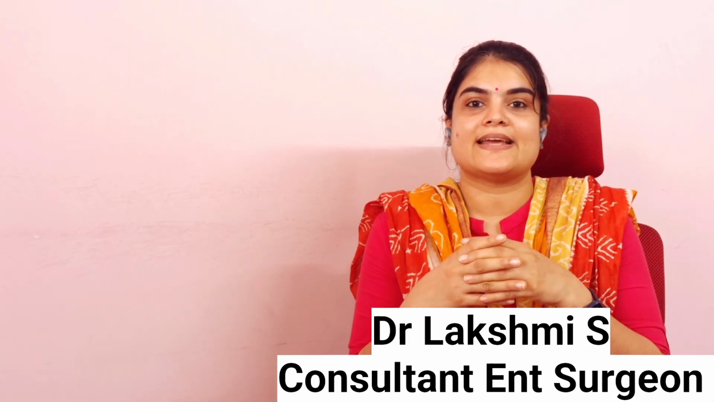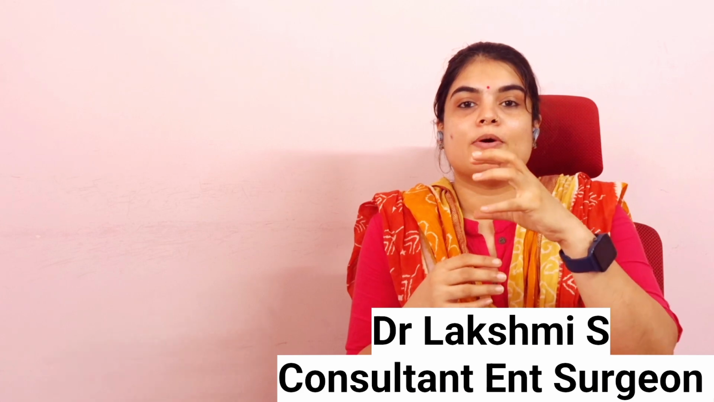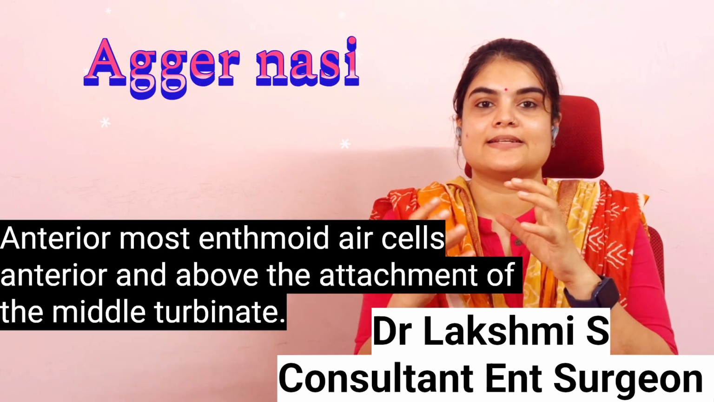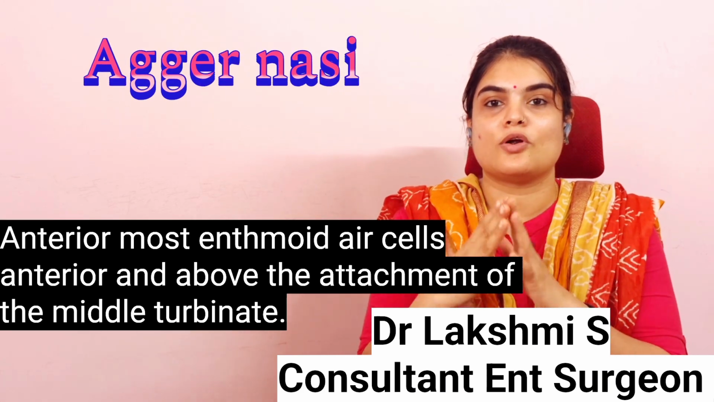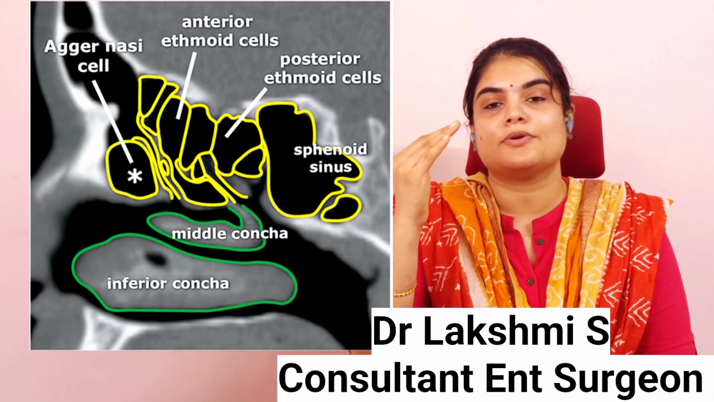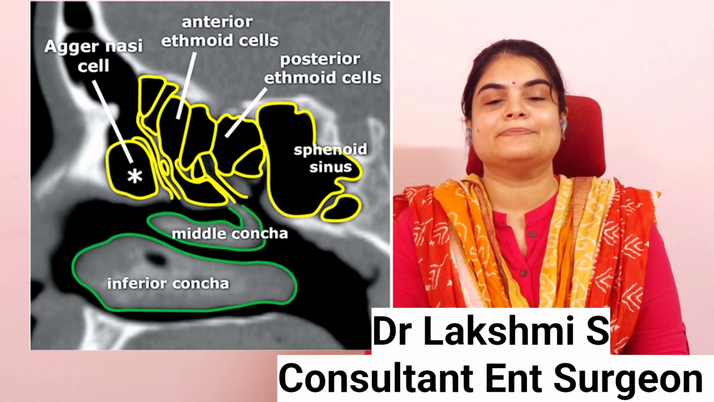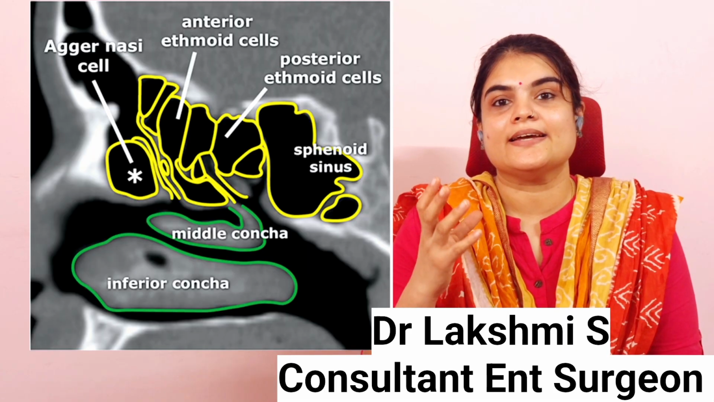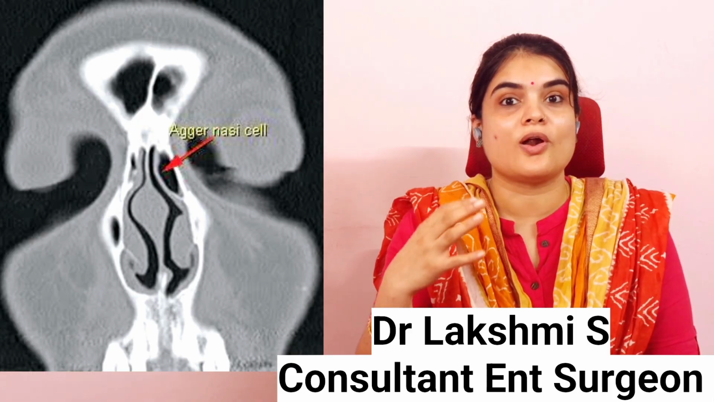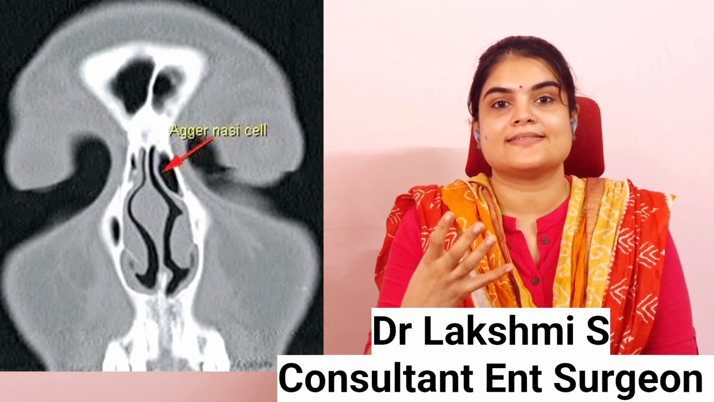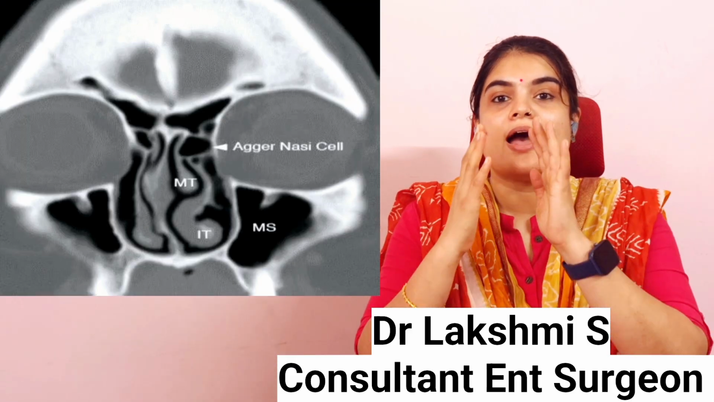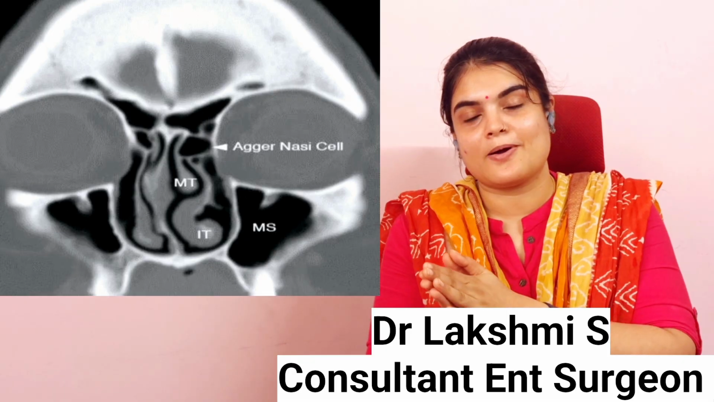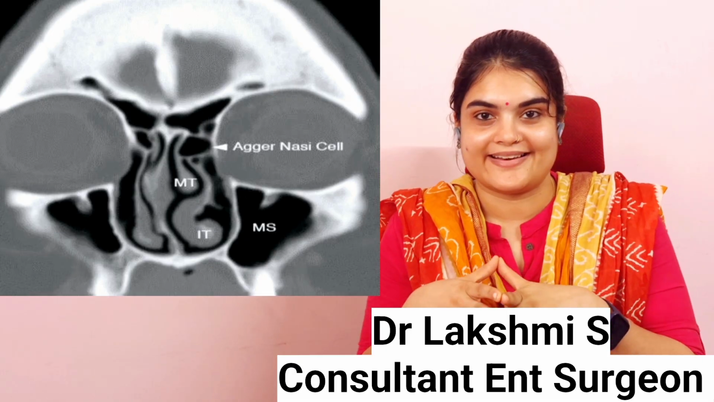The Agger cell forms as a bulge above the attachment of the middle turbinate. That is, a bulge will be seen on the lateral wall of the nose anterior to the attachment of the middle turbinate. So an Agger forms the anterior wall of the frontal recess. Agger is considered as part of the frontal recess. The anterior wall of the frontal recess is formed by the anterior wall of Agger.